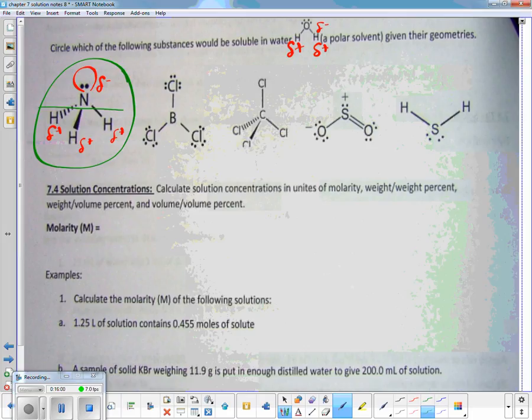Nonpolar, why do you say that? There's no unshared pair of electrons to pull boron out of the plane, so they're all in a plane and I can't get boron out. What about carbon tetrachloride?